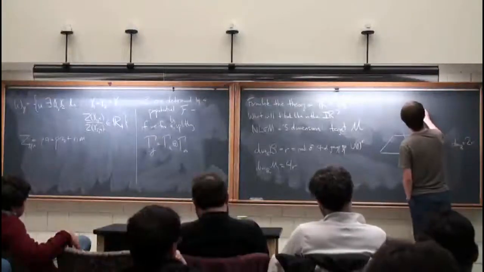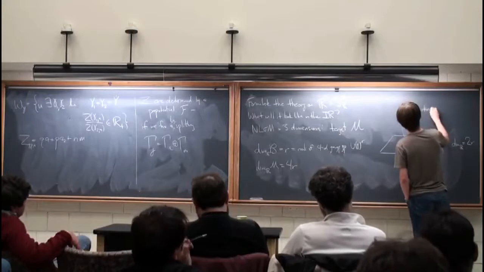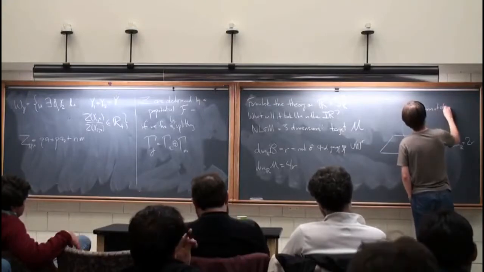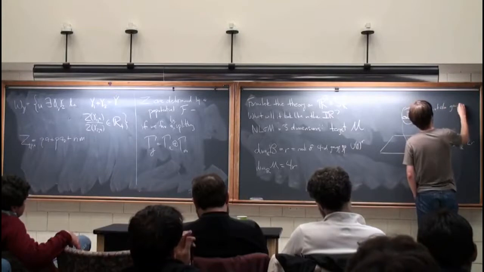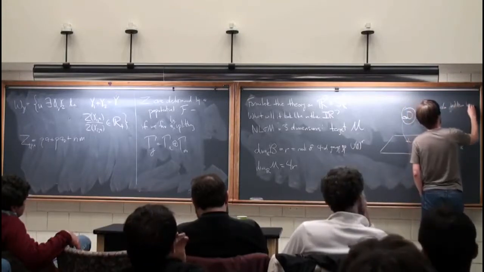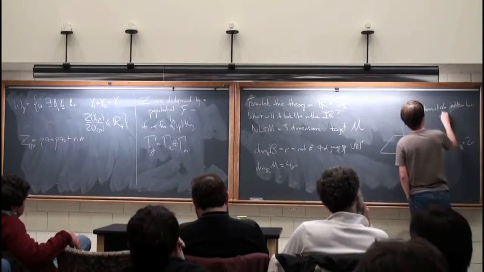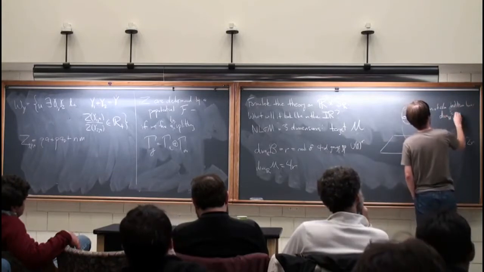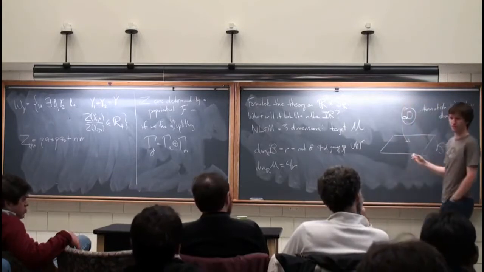And then here, you have the torus of electric and magnetic Wilson lines. And this also has real dimension 2r.